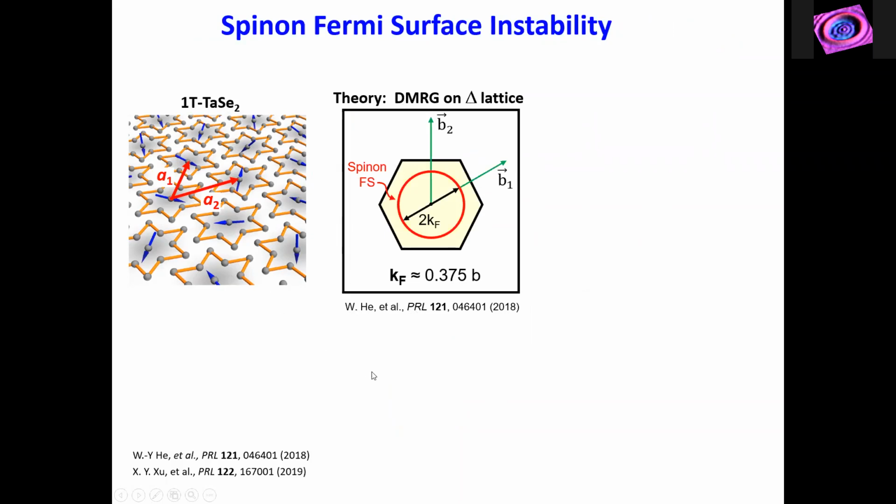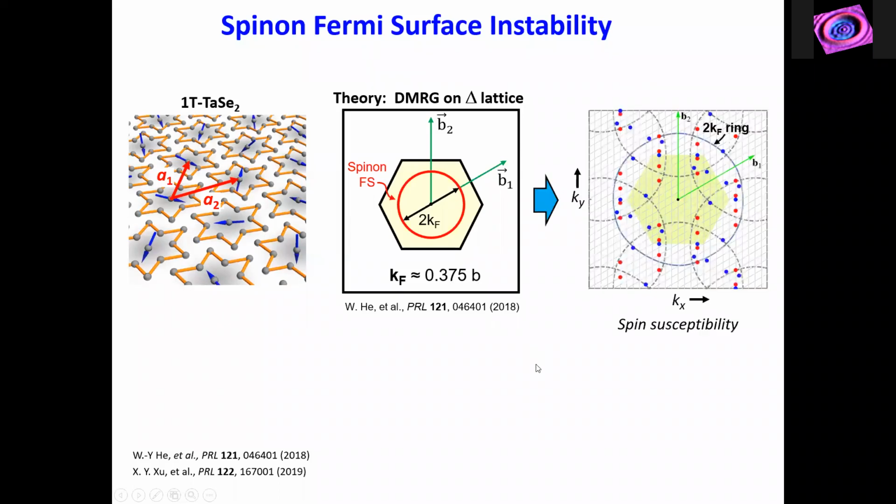And according to their predictions made a couple years ago, they predict that indeed you should have a quantum spin liquid on this triangular lattice. And they have calculated the wave vector of the Fermi surface of the spinons. So here's the spinon Fermi surface that they predict. And they predict that the Fermi wave vector should be 0.375 times B, where B is the length of the reciprocal lattice vector of the triangular lattice.